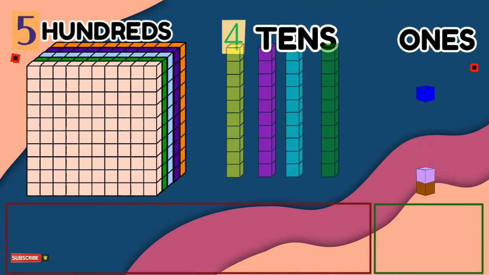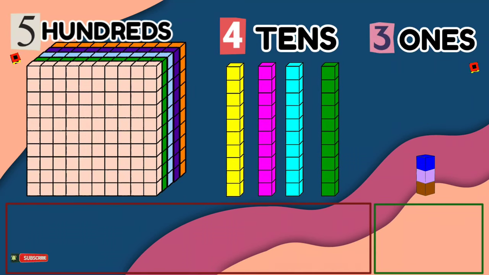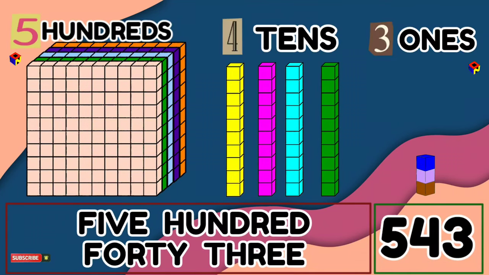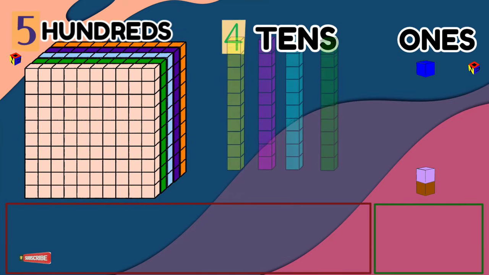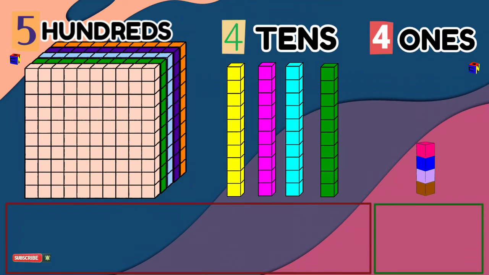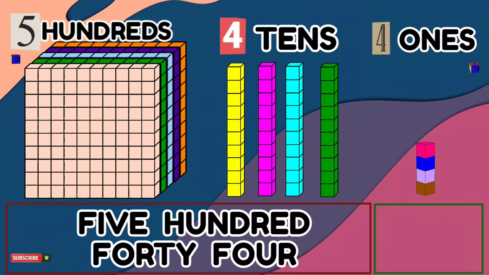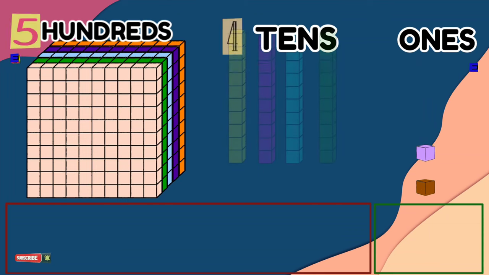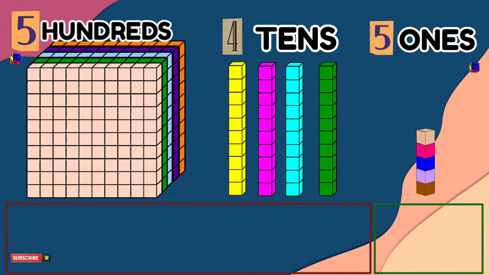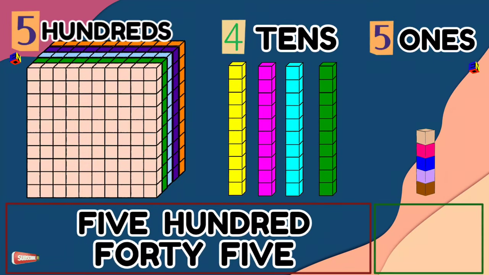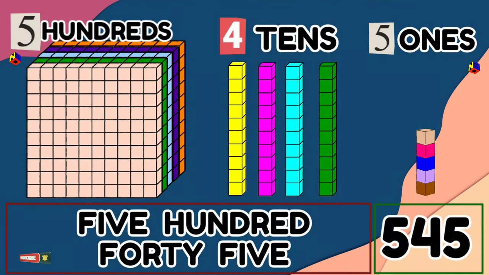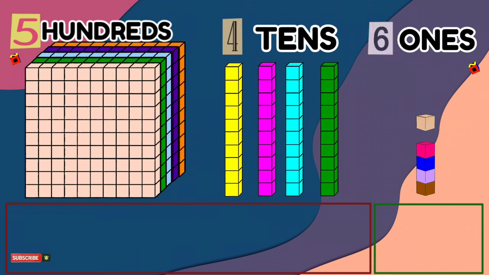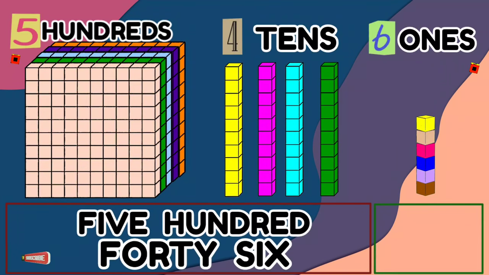5 hundreds, 4 tens, and 3 ones is 543. 543. 5 hundreds, 4 tens, and 4 ones is 544. 544. 5 hundreds, 4 tens, and 5 ones is 545. 545. 5 hundreds, 4 tens, and 6 ones is 546.